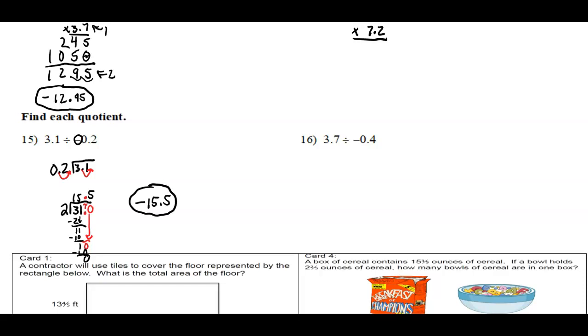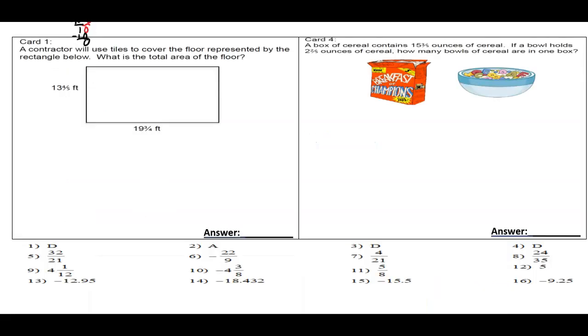Pause and do number 16. And for 1 through 16, you can check to see if your answers are correct down below.